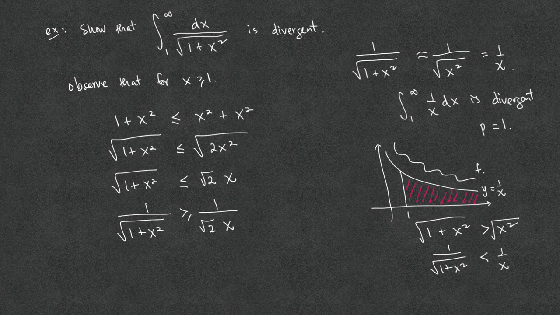And we know that the integral from 1 to infinity of 1 over x dx is divergent, so 1 over root 2 times a divergent integral is still divergent. The advantage of this is that we now know that 1 over the square root of 1 plus x squared is above the divergent integral, so by the comparison test, this integral is also divergent.